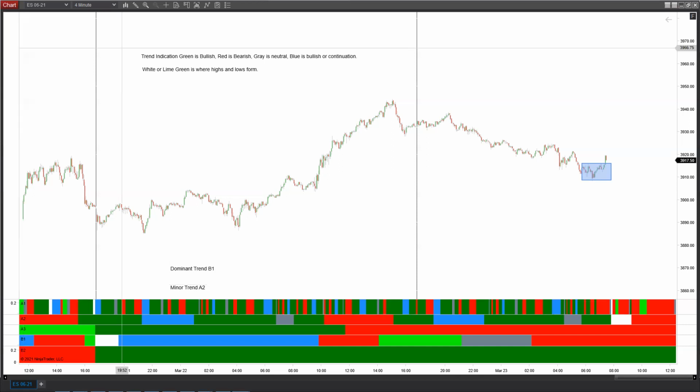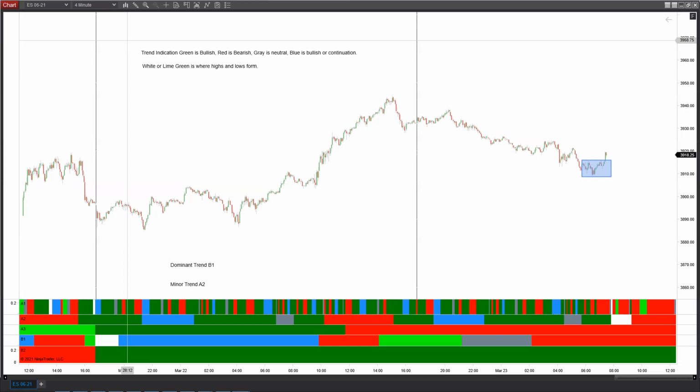And you can see at the top of the chart I have a text note which explains what the trend indication color scheme is. Green is bullish, that's the dark green. Red is bearish. Gray is neutral. Blue is bullish or continuation. And then we have the white or lime green, where highs and lows are made on an intraday basis. The white and lime green are the most important parts of this indicator. So you always want to be looking ahead to know when these areas of highs or lows are expected.